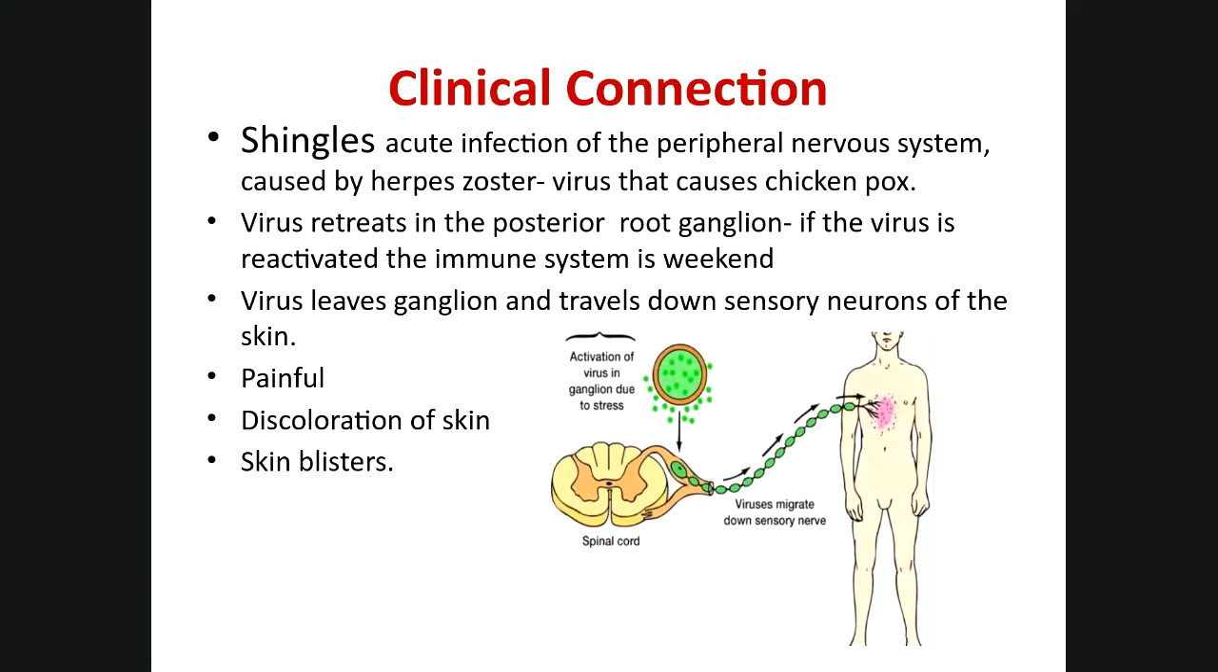So clinically, shingles is an acute infection of the peripheral nervous system. It's caused by the herpes zoster virus, which lies dormant in our dorsal root ganglion. Those of us who've had chickenpox are more susceptible to getting shingles, especially if we're immunocompromised. The virus lies dormant in the dorsal root ganglion, and if we become immunocompromised, it could present itself as painful little blisters and discoloration of skin along the path of the nerve itself.